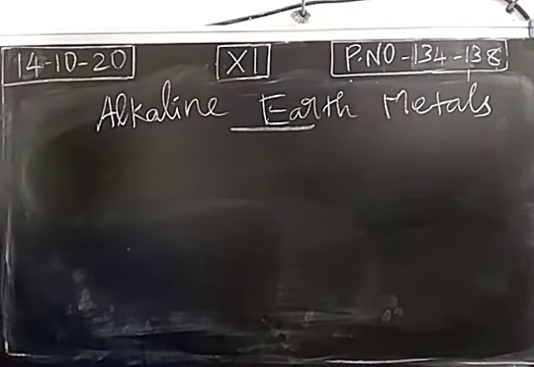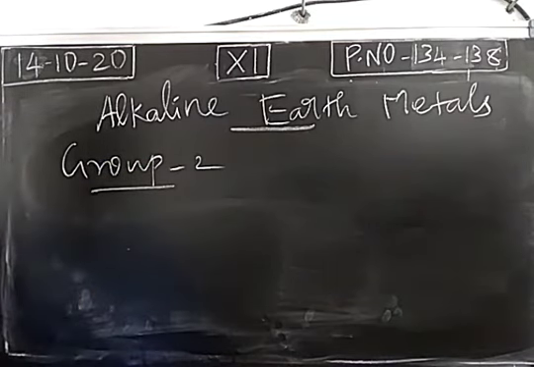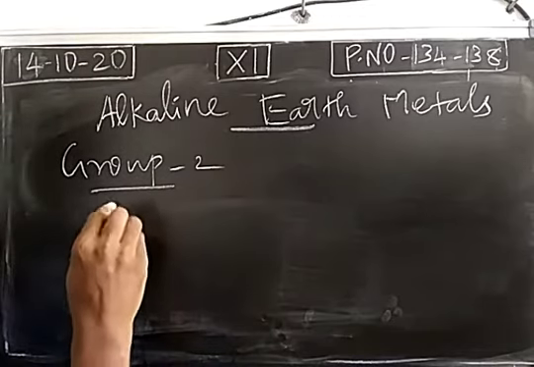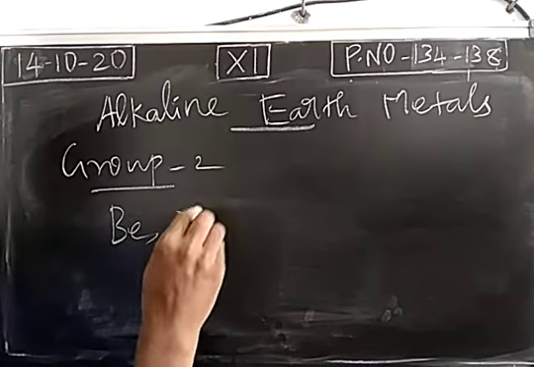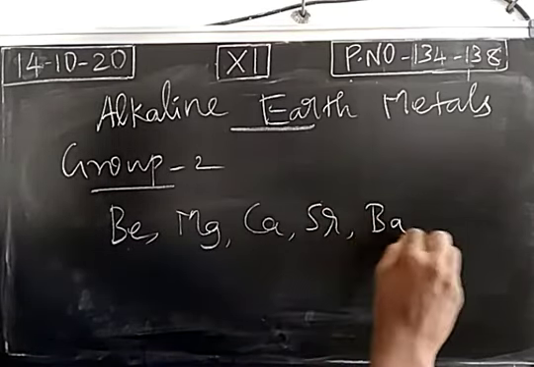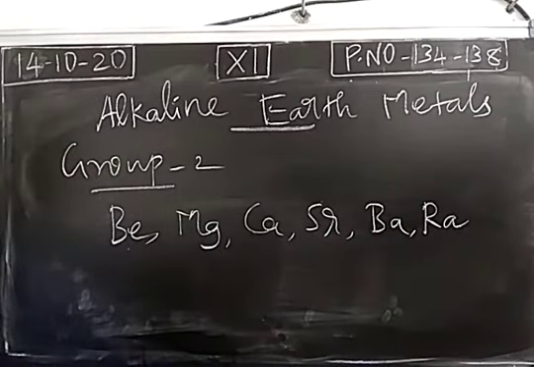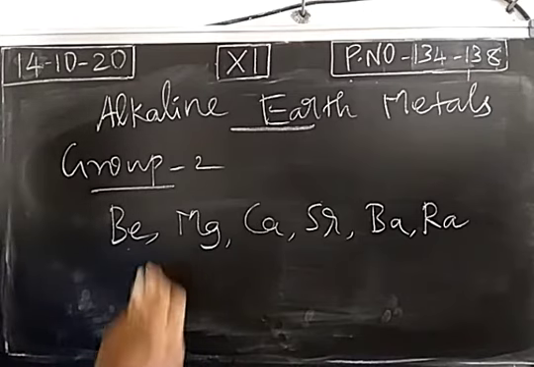So they are grouped elements. First group elements are called alkali metals. Second group elements are called alkaline earth metals. We know the members of group number 2: beryllium, magnesium, calcium, strontium, barium, and radium. So these 6 elements are present in group number 2.